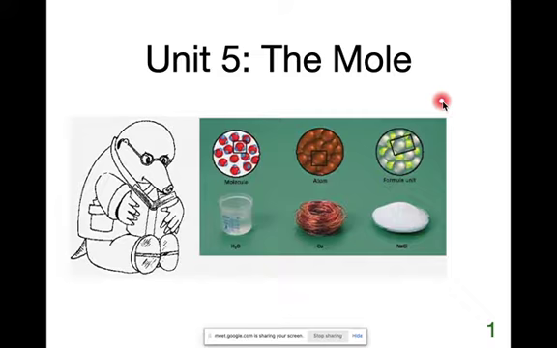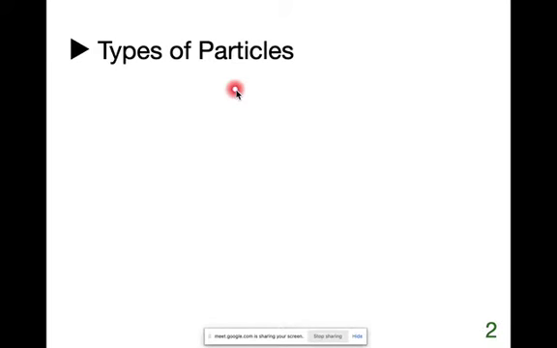Okay, Unit 5, the mole. Now, the term mole comes from a German word meaning molecular mass, but we use the term mole. Before we get into it, just a reminder that when we talk about substances like sugar or water or sodium chloride or iron metal, the particles that make up those substances are different. So here's a quick review on what those particles are.